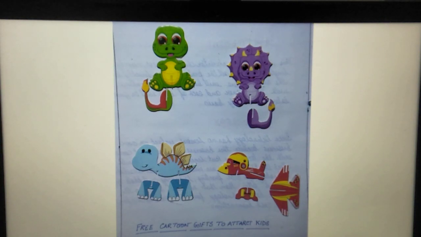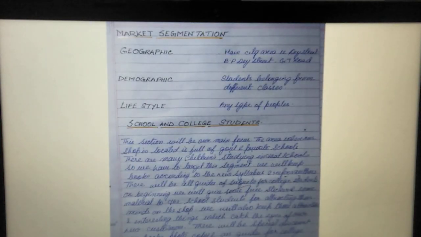So this is the picture of the toys that will be given to the people who will be purchasing the products, or kids' toys are shown here in the picture. Next comes the same topic, that is the market segmentation, on which basis the market will be segmented, that is the geographic, demographic, and the lifestyle of the people.